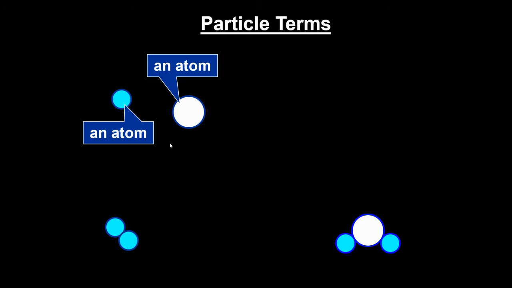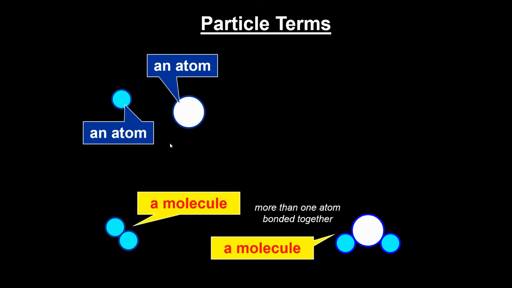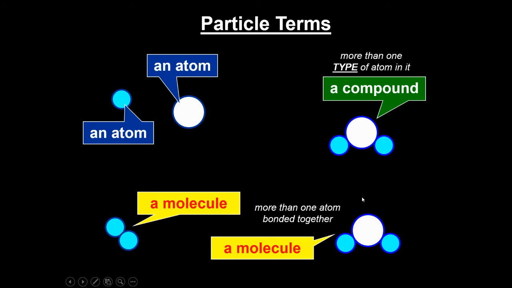Okay? Now, if you attach a couple of atoms together, you get a molecule. 2 atoms, 3 atoms, 4 atoms, more than 1 atom bonded together is a molecule. You can have 2 of the exact same atom bonded together. That's a molecule. Or you can have different kinds of atoms bonded together. That's also a molecule. Now, there's another word, compound. A compound means a molecule that has more than 1 type of atom in it.